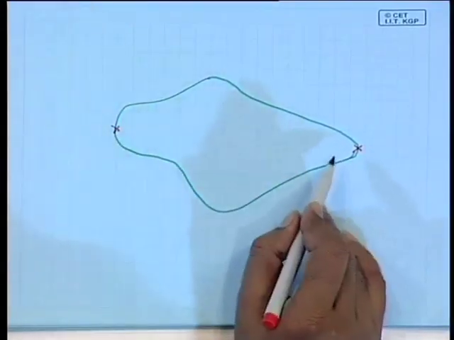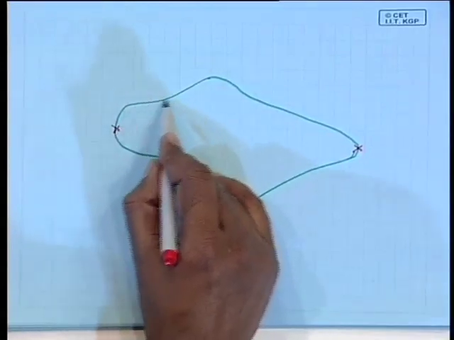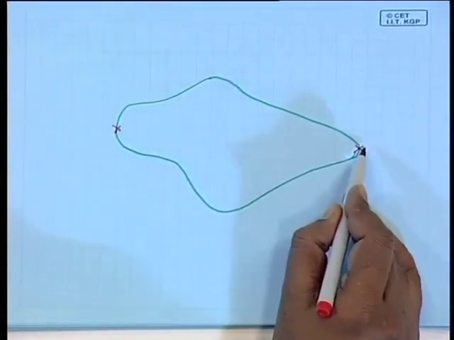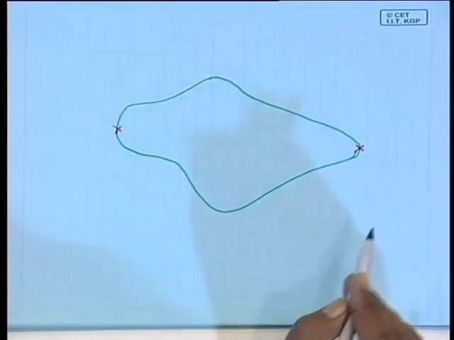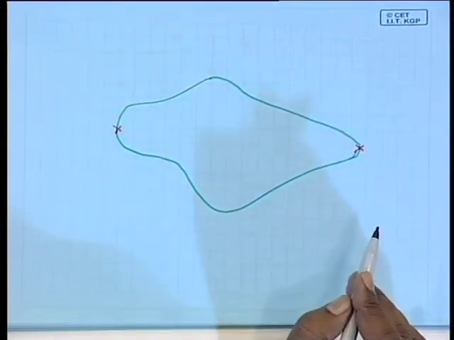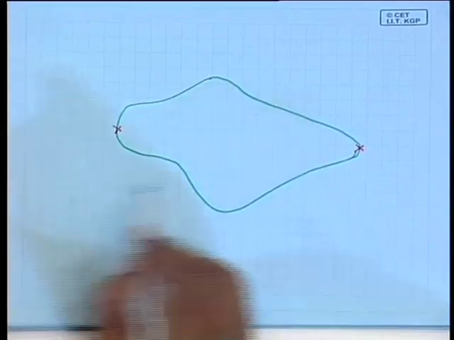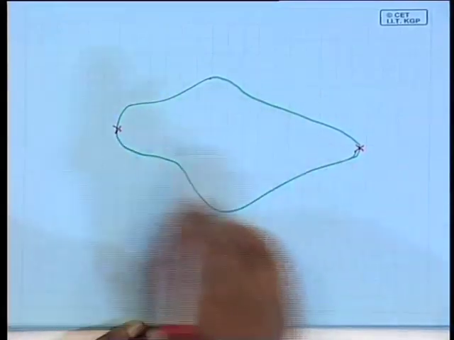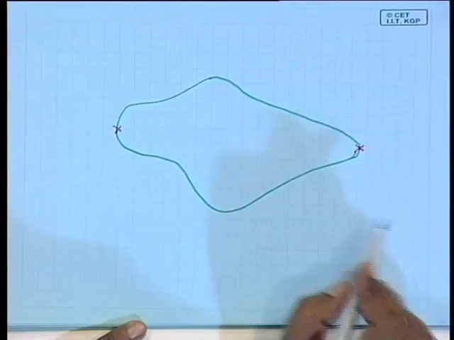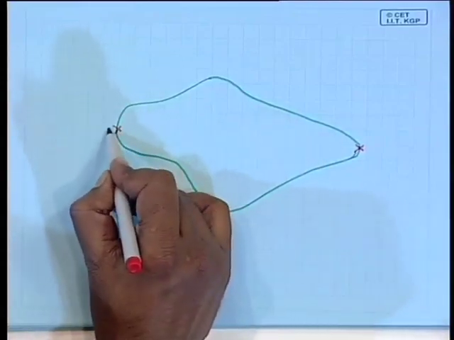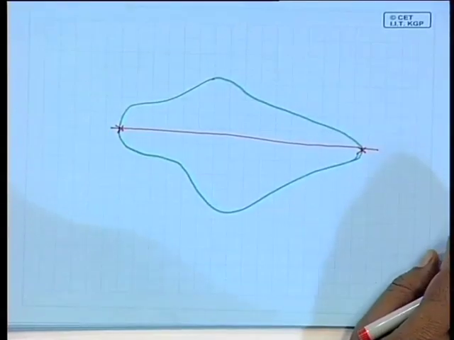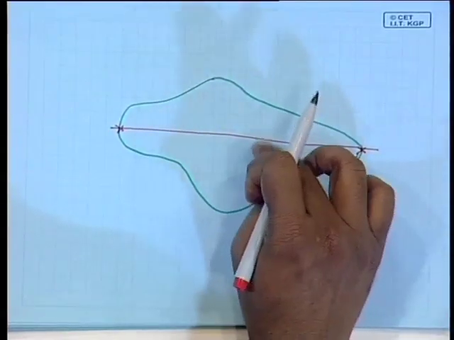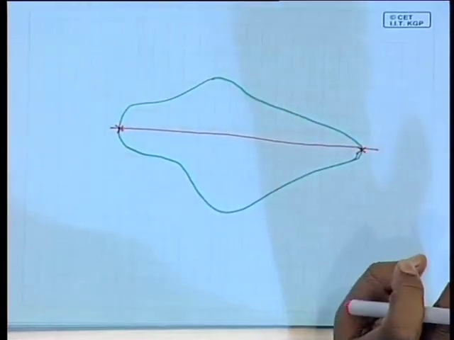So, once I select these two points, then I have one boundary segment which is the upper part of the boundary and I have another segment which is the lower part of the boundary. Then the criteria function says that once I select these two points, I can have a straight line passing through these two points. So, this straight line divides the boundary into two halves.